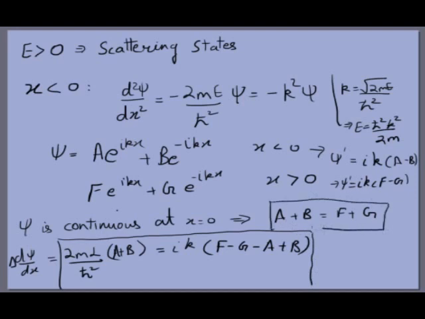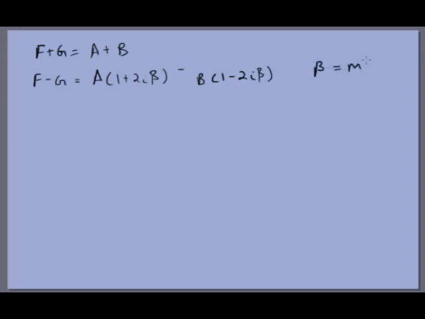And you can manipulate them yourselves. I'll just write down the final result which it gives. First, f plus g is equal to a plus b. The second is f minus g, from the second equation about d psi by dx. This is equal to a times 1 plus 2 iota beta minus b times 1 minus 2 iota beta, where beta is equal to m alpha by h squared k.